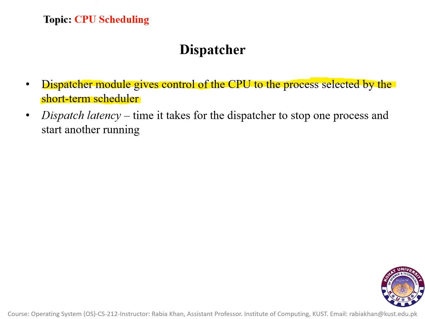Now, what is dispatch latency? Dispatch latency means dispatch delay. So what sort of delay is it? It is the time it takes for the dispatcher to stop one process and start another process. During this, your CPU is idle.